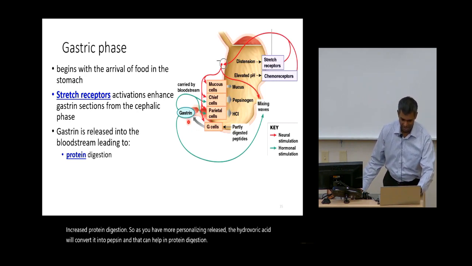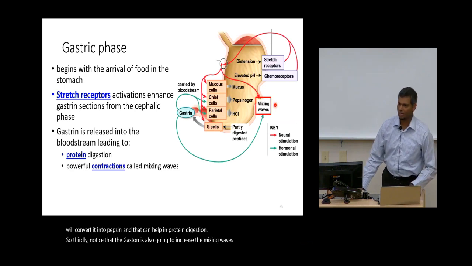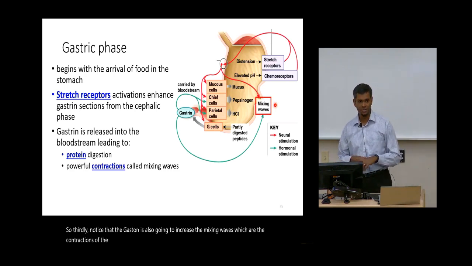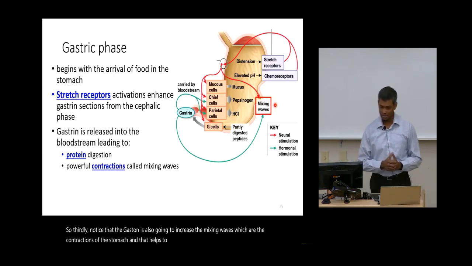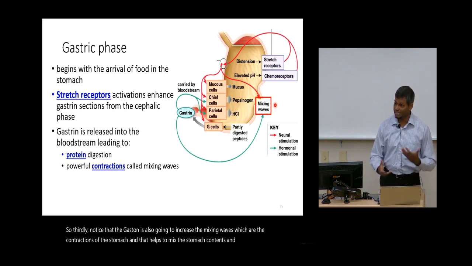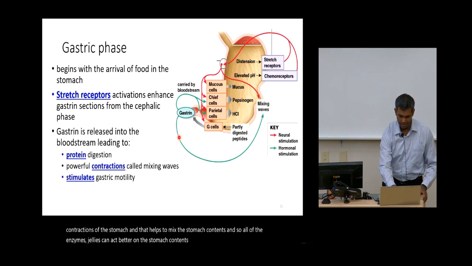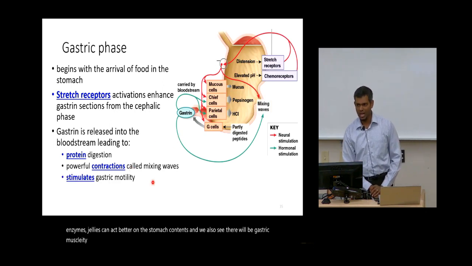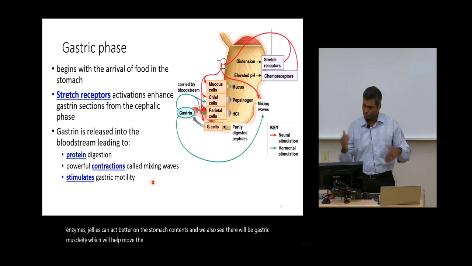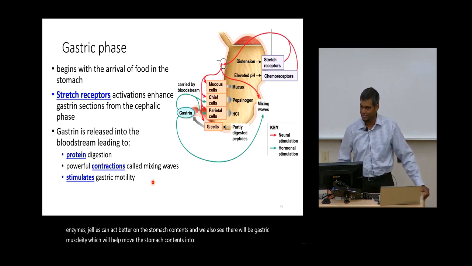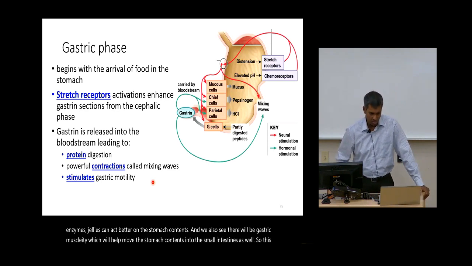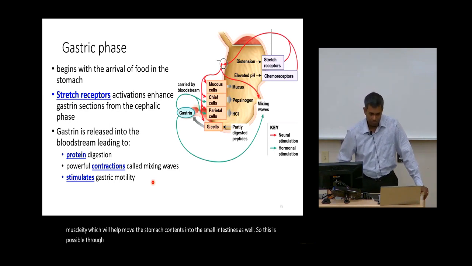Thirdly, notice that the gastrin is also going to increase the mixing waves, which are the contractions of the stomach, and that helps to mix the stomach contents, and so all of the enzymes which are released can act better on the stomach contents. And we also see there will be gastric motility, which will help move the stomach contents into the small intestines as well. So all of this is possible through gastrin.